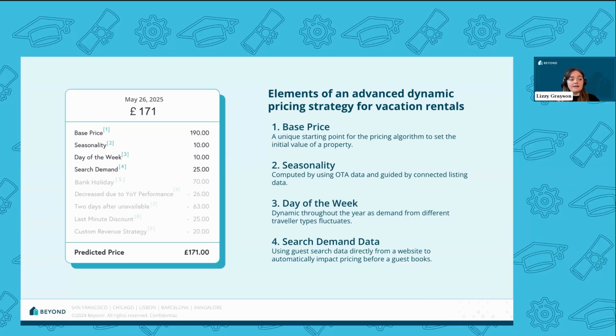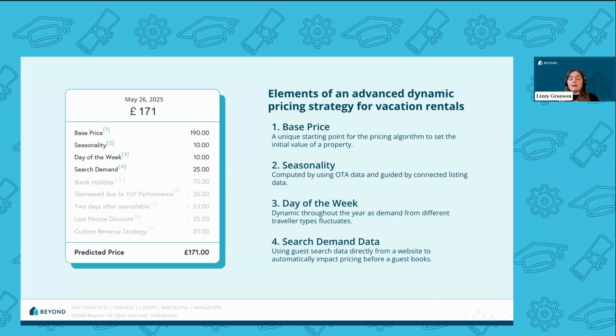The fourth part then we have is search demand data. And this is a really powerful way of incorporating guest search data from direct booking websites into your pricing strategy. It's currently only available with Beyond, and basically it's taken from your direct booking website to understand where there's an increase or a decrease in search volume for particular dates.